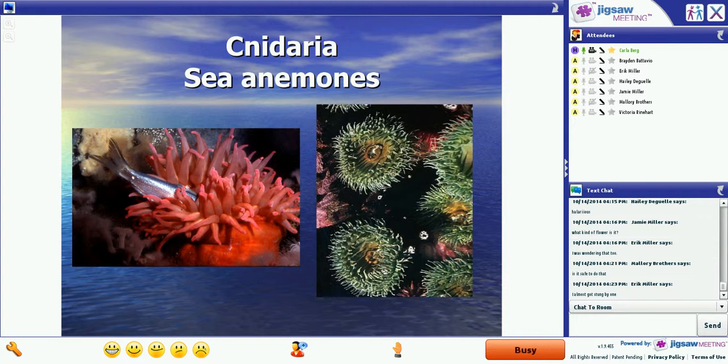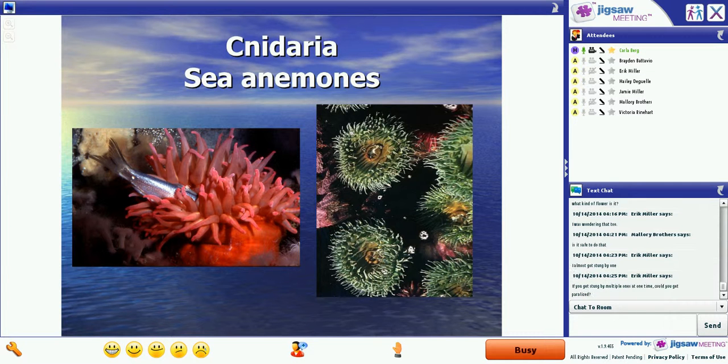Now here we have a few more cnidarians. On the left-hand side, you can see a sea anemone that has stung or paralyzed a fish. And on the right-hand side, this gives you a good idea of what a sea anemone looks like from above.